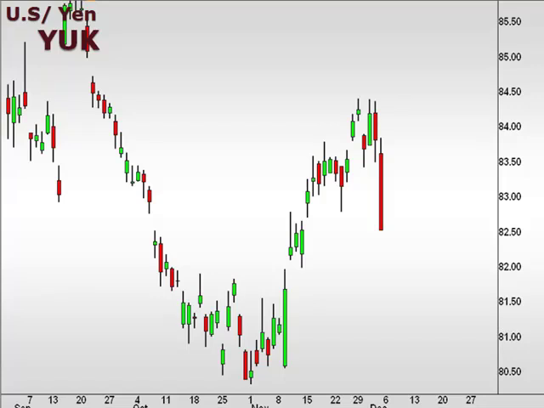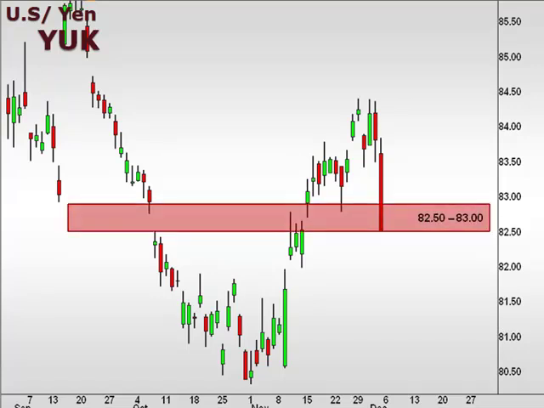Let's take a look at the YUK, the US versus the Japanese yen. The YUK gave up 3 weeks worth of gains in essentially one day, dropping a full 2 points down to close on the lows on Friday at 82.5.